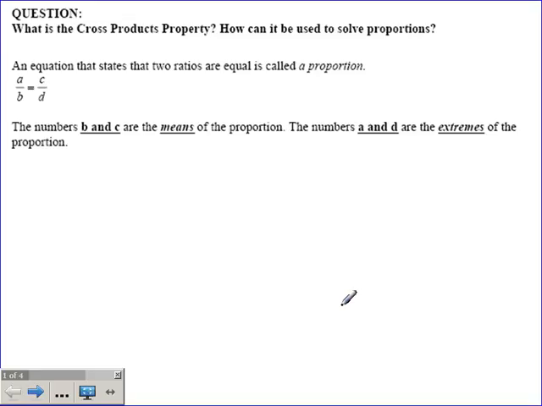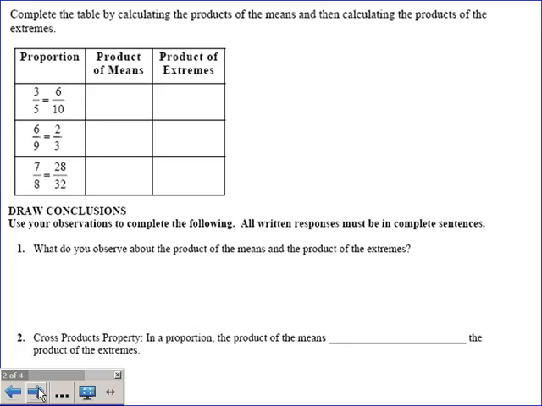So again, if we were to cross multiply, it's something like this. These are the extremes. These two are called the means. Is that okay? Are you going to be able to remember the means and extremes? Yep. Okay. So let's complete the table. I calculated the products of the means and then the products of the extremes. Again, the means are the guys in the middle, these guys here.